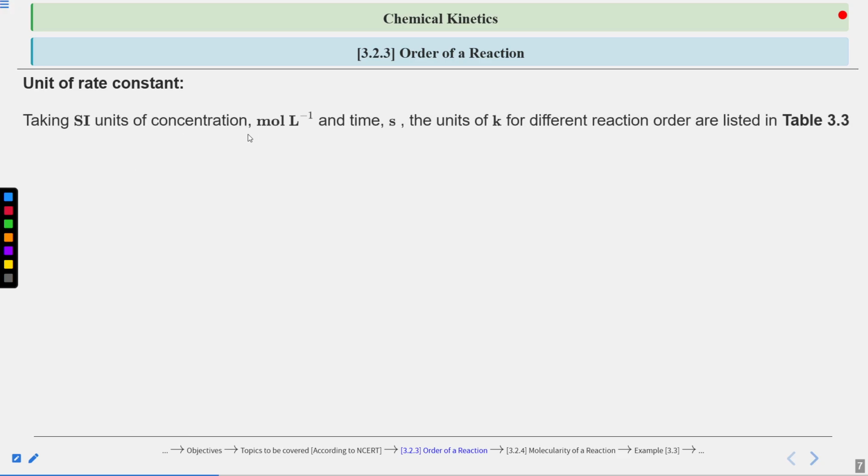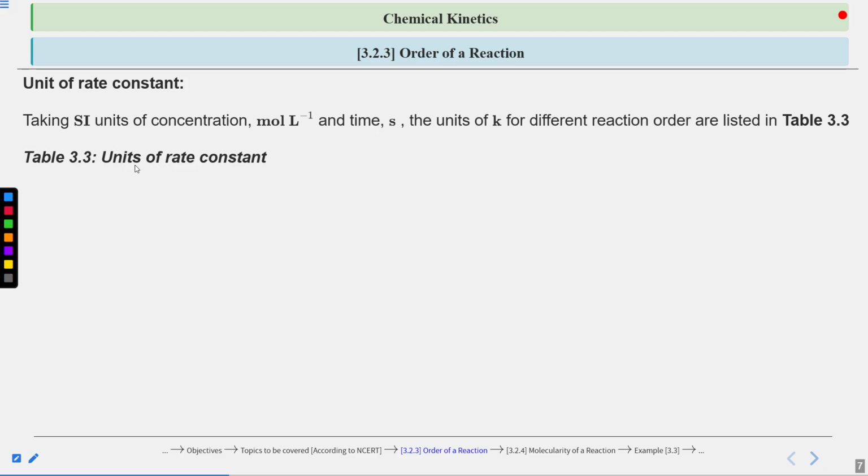Taking the SI units of concentration, which is given by mole liter inverse. If you talk about the SI unit of concentration, it is mole liter inverse. And similarly for time, the SI unit is seconds. The units of k for different reaction orders are listed in table 3.3, which we are going to see.